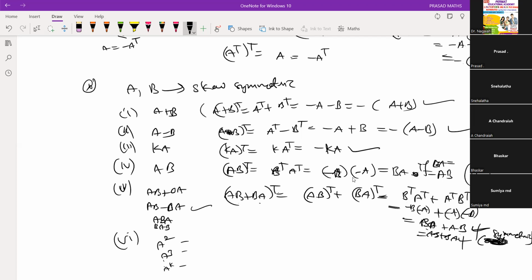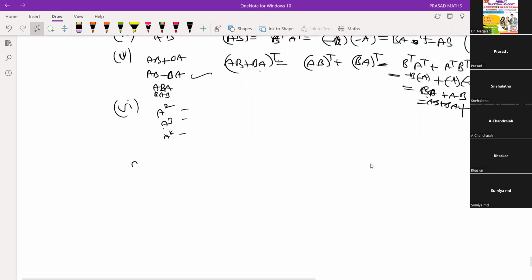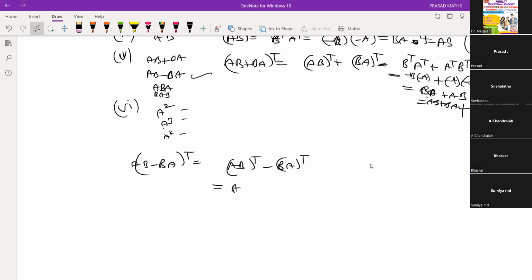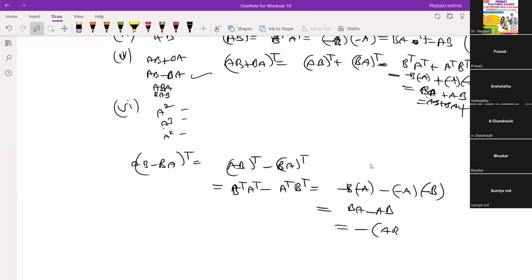Next, similarly, you can check this. AB minus BA. What is AB minus BA whole transpose? AB whole transpose minus BA whole transpose. So B transpose into A transpose minus A transpose into B transpose. This is minus B minus A minus minus A minus B. Therefore, BA minus AB. Yes or no? Therefore, this is nothing but minus of AB minus BA. Now this is okay, it is skew symmetric.